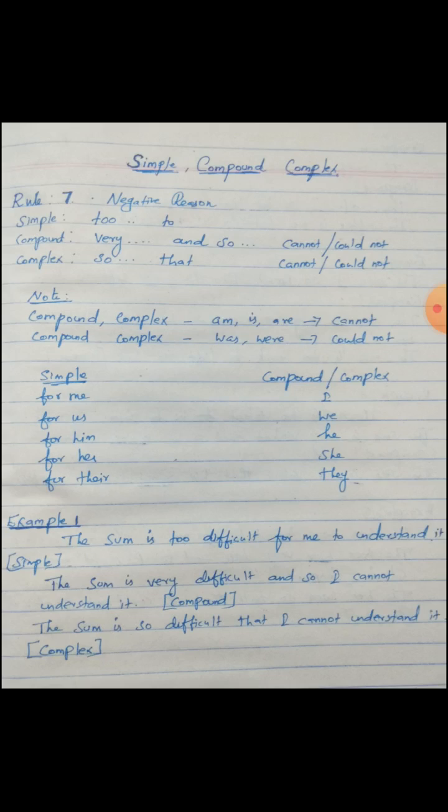Okay, let us see the example. First one, see the sentence. The sum is too difficult for me to understand it. That means I cannot understand. For me means I, we have to use I. That is a simple sentence because of too and for, and also see the tense, it is present tense. Am, is, are is there, so it is present tense.